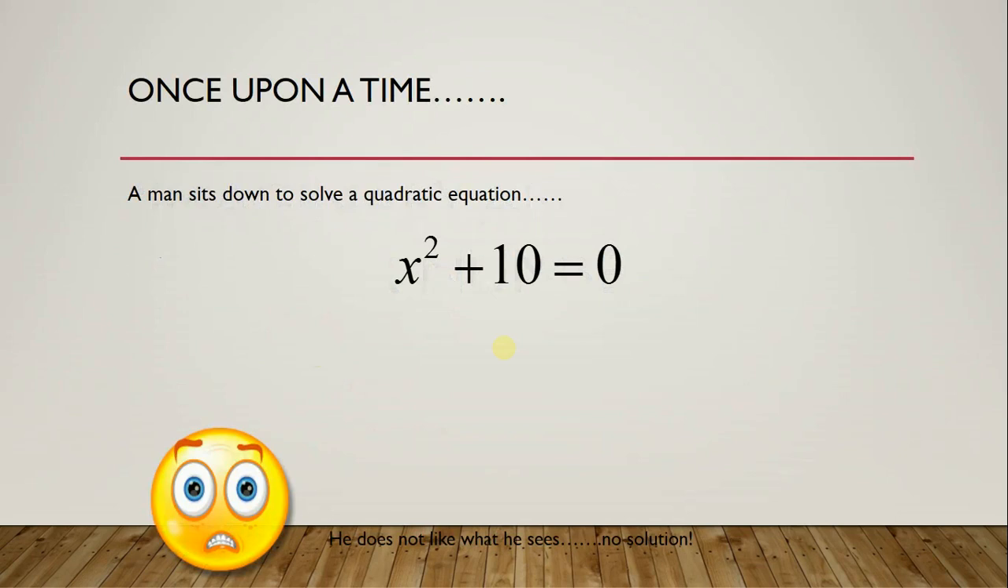So, once upon a time, a man sat down to solve a quadratic equation, similar to what's on the screen. And he went, well, first I gotta subtract 10. So then he'll get x squared equals negative 10. He's like, well, then I got a square root. And then he said, well, x would be equal to, and he saw a negative under his square root. And he went, I can't solve a negative under a square root. That's no solution. So he did not like that.